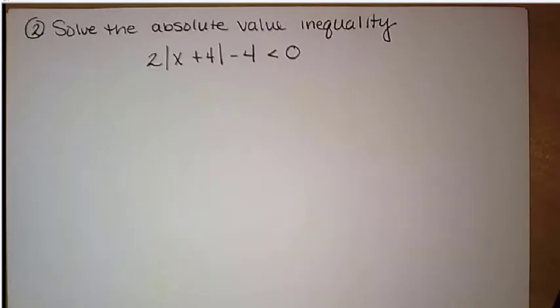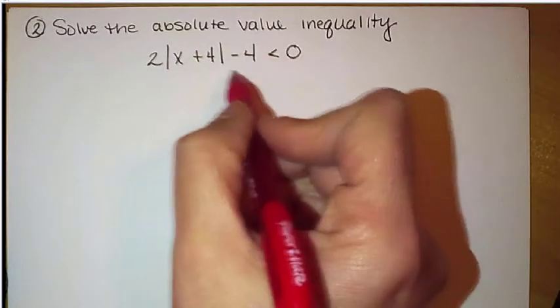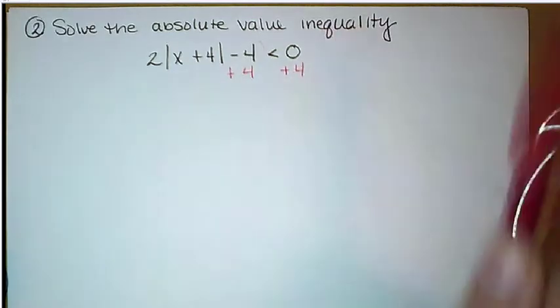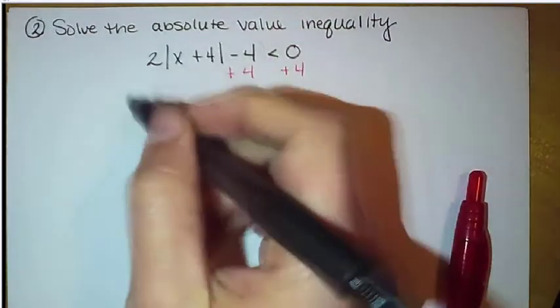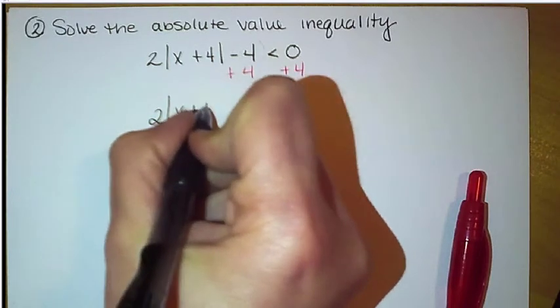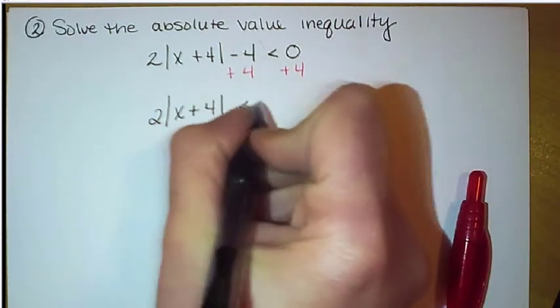Okay, so for our next example, we're going to solve the absolute value of 2 times x plus 4, minus 4, is less than 0. So again, before we do anything else to this absolute value, we need to isolate the absolute value, or get the absolute value by itself. The first thing we need to move is this -4. So we're going to add 4 to both sides. Once we add that 4, we're going to have 2 times the absolute value of x plus 4 is now less than 4.